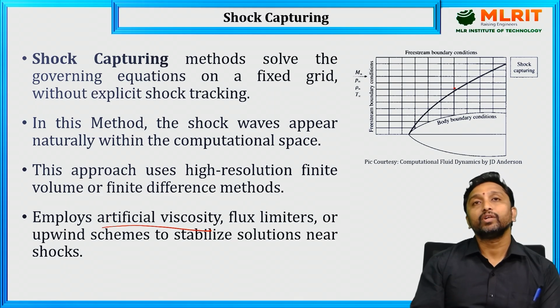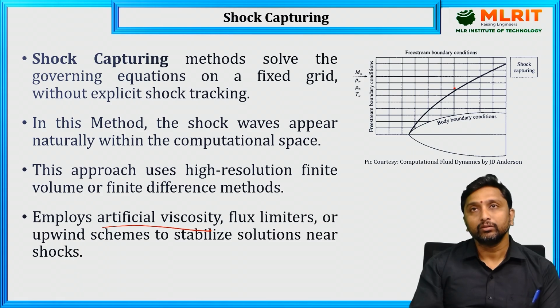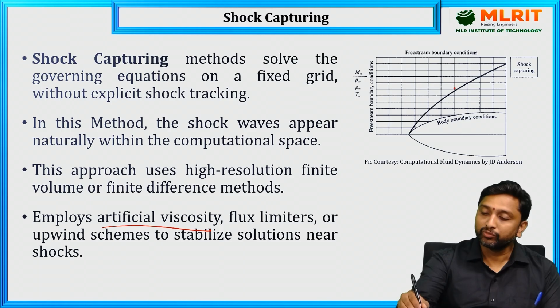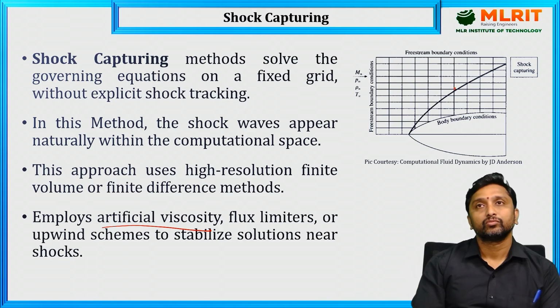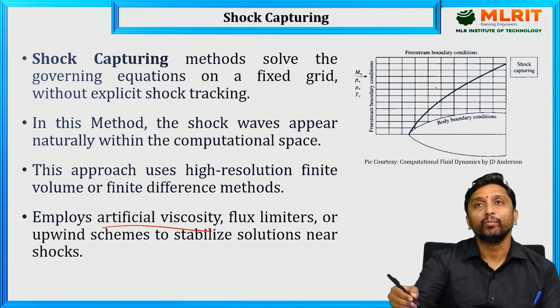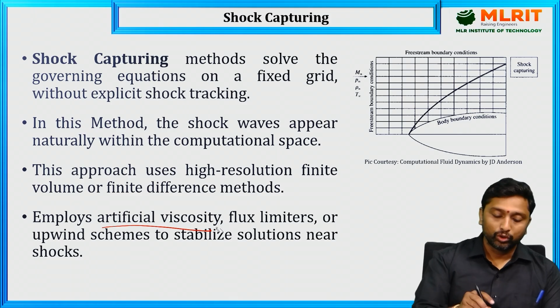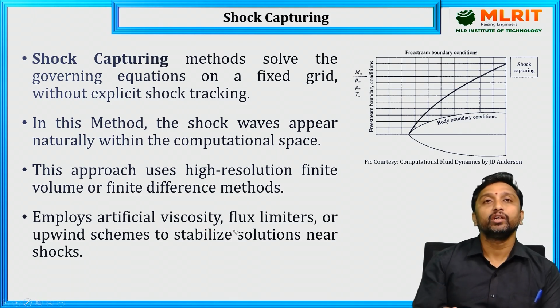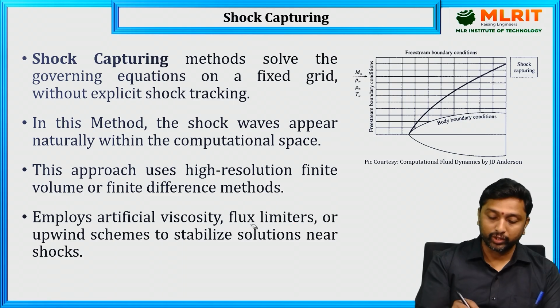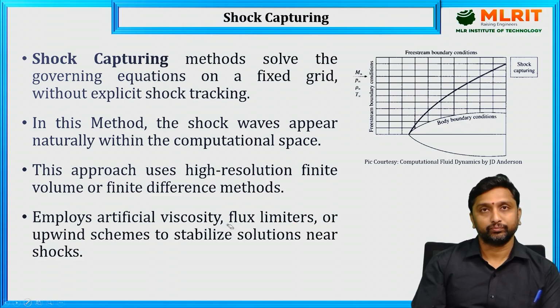But whatever we understood in the earlier sessions, all the numerical calculations in CFD will be carried out at these specific points called grid points. But the shock at this grid point is not forming, rather it is moving slightly away from the grid point. So to get a better solution, you need to have this artificial viscosity and flux limiters included in the scheme so that you can get the solution.